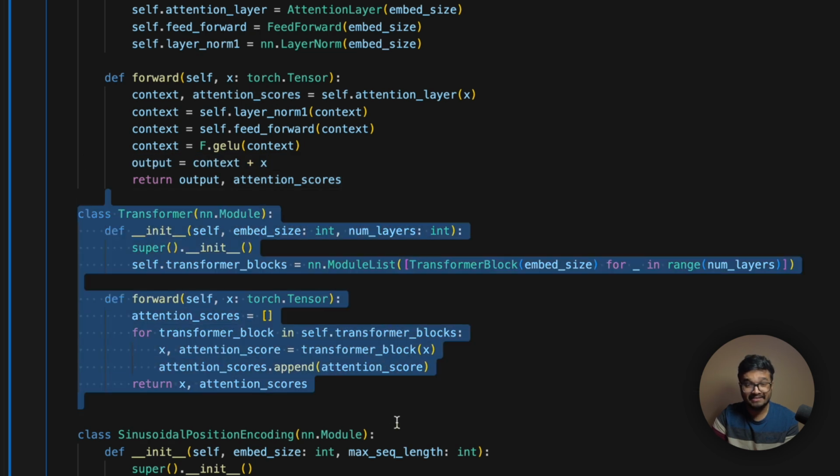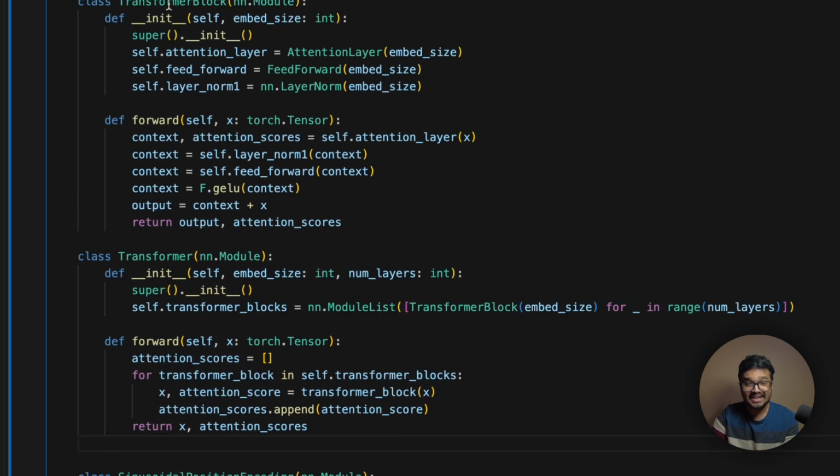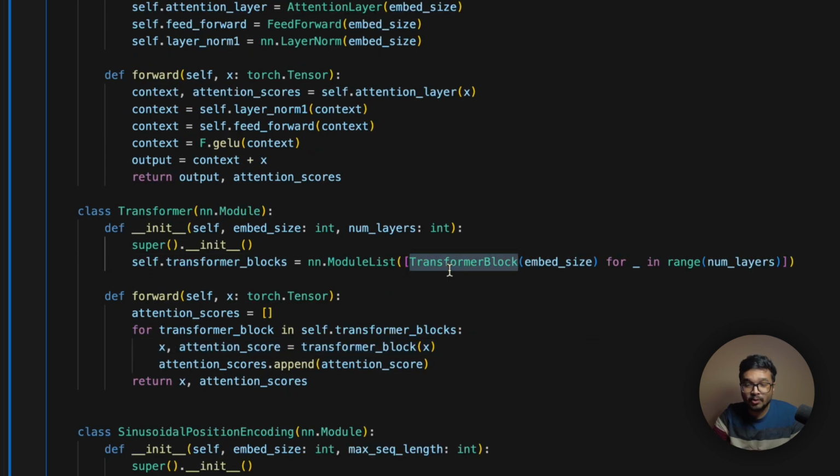And finally, we have a transformer, which is basically a collection of these transformer blocks stacked on top of each other. So here you have a module list where you have a list of these transformer blocks. So if you have num layers equal to 3, it means you have 3 transformer blocks. All that it does, in the forward function, is it just loops over these transformer blocks and passes the input one by one. These transformer blocks all get applied sequentially, one after the other.